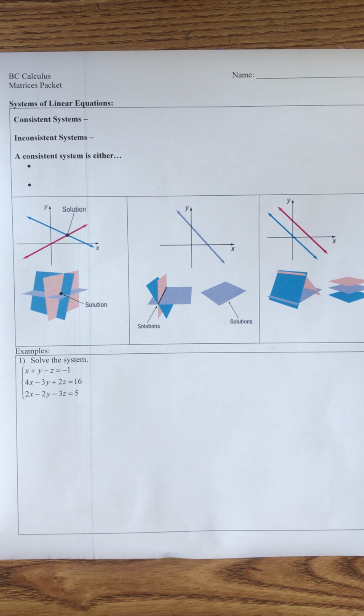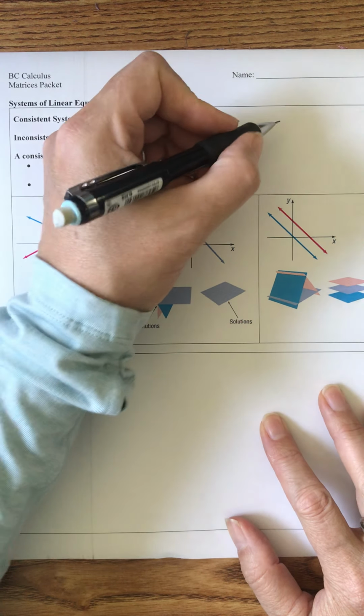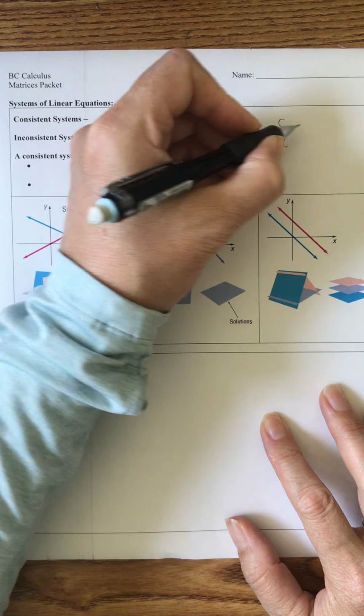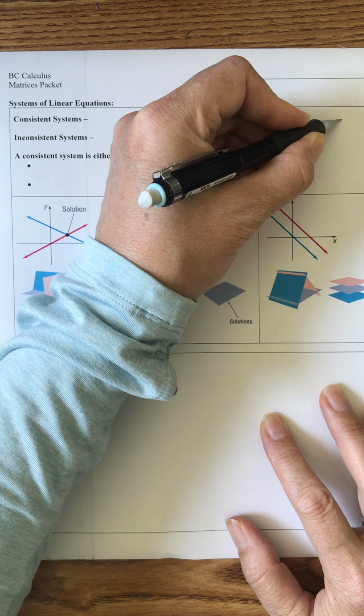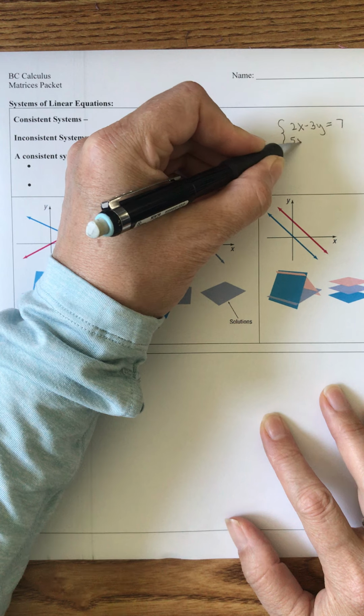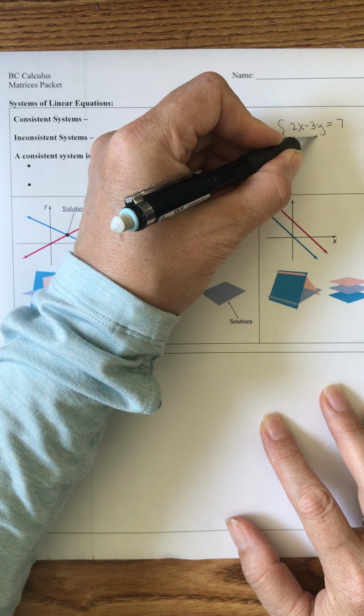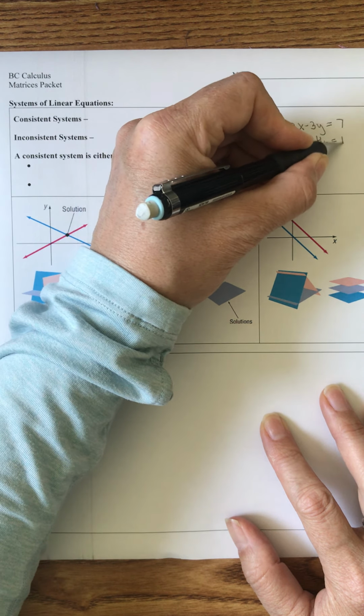This lesson is for matrices for BC Calculus after the AP test, and the first topic to introduce matrices is to remember how to solve systems of linear equations and to introduce some vocabulary that you may not be familiar with. So a system of linear equations, if it's a two-dimensional system, it might look something like, say, 2x minus 3y equals 7 and 5x plus 4y equals 12.